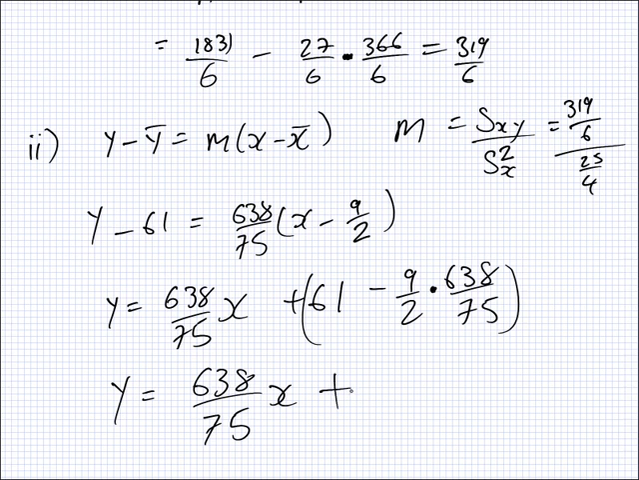I think the Sxy is wrong. I think so as well. It's not 319 over 6? Yeah, it's 92 over 3. Who gave me 319 over 6? Right, 92 over 3. So that changes the m, of course, doesn't it? What's the m?